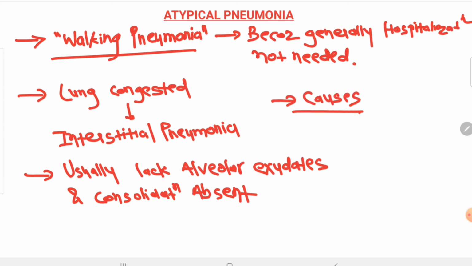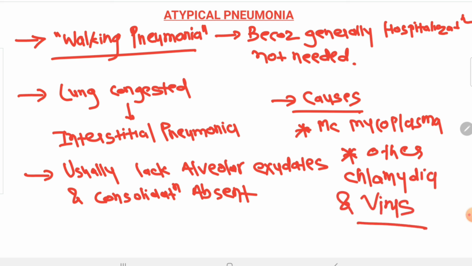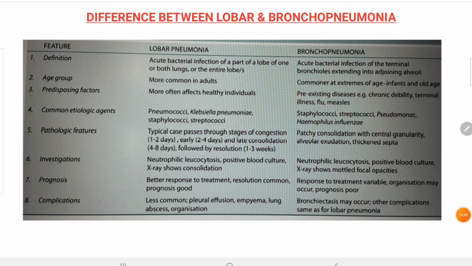The most common causes for the development of atypical pneumonia are Mycoplasma and Chlamydia. Most common one is Mycoplasma, and the other one is Chlamydia. All right. So that was about atypical pneumonia.